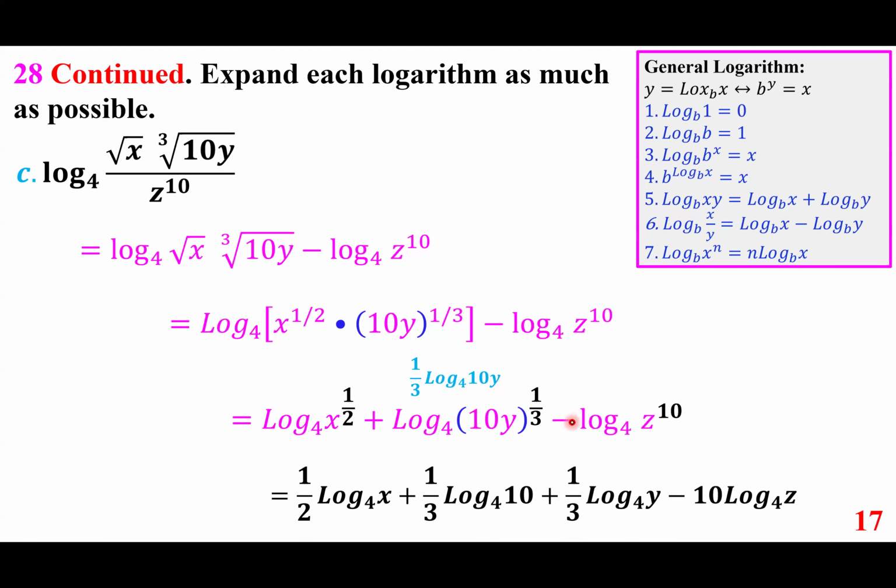So notice what happens. You get 1/2 log base 4 of x. This one, 1/3 log base 4 of 10 plus log base 4 of y. Remember, the 1/3 is being multiplied by both. And this one, 10 sits in front, and we are done.